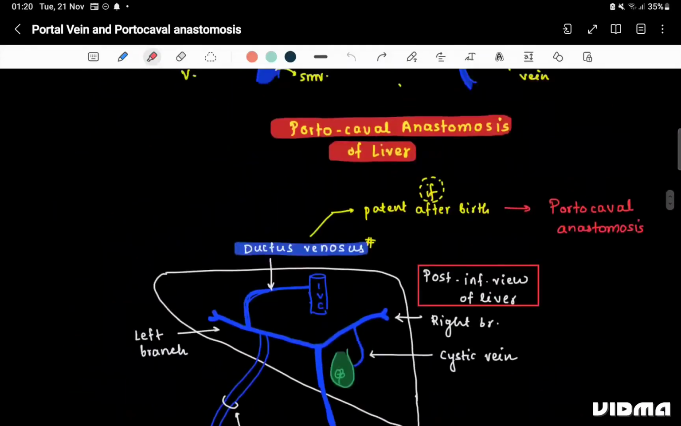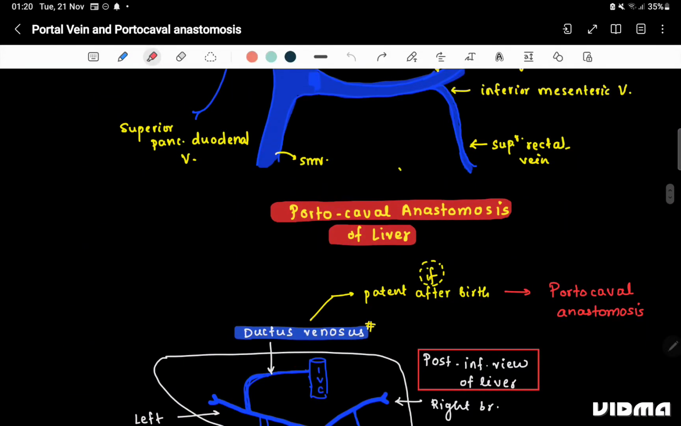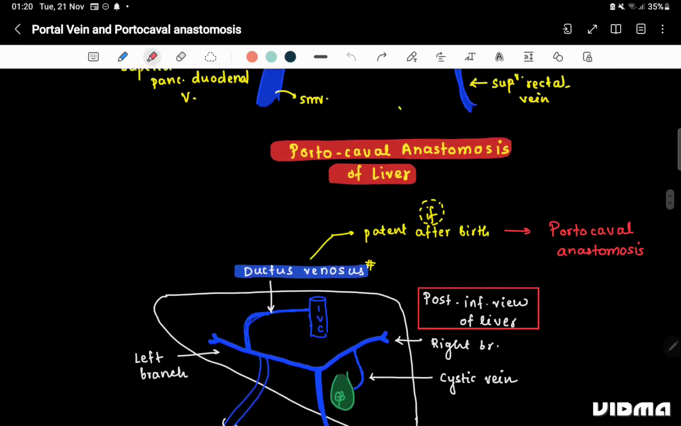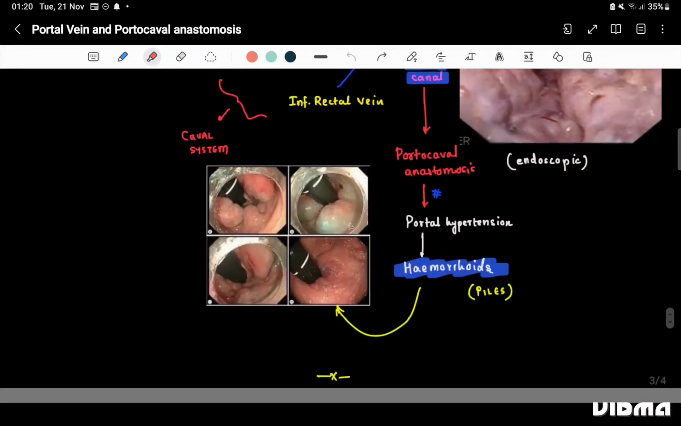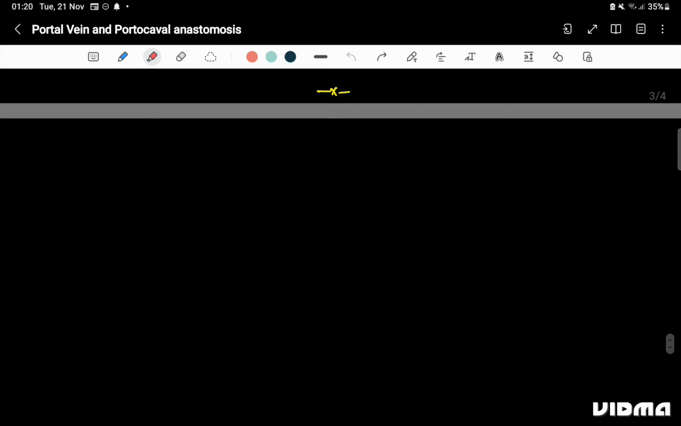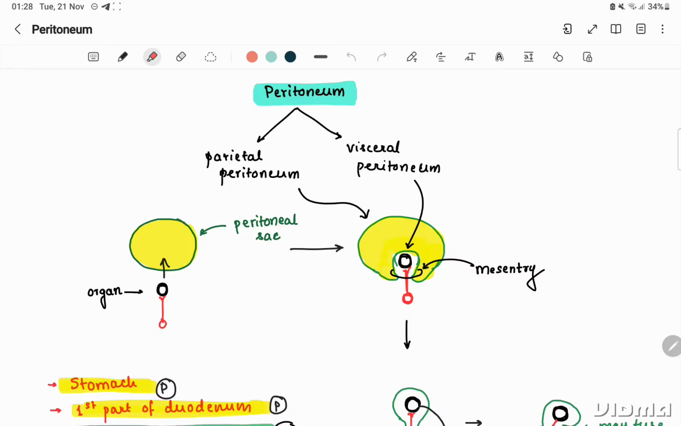But in your embryo there are four sites, that is your ductus venosus is also a site of portocaval anastomosis. So this completes our portocaval anastomosis and portal vein. Let's move on to the next concept.